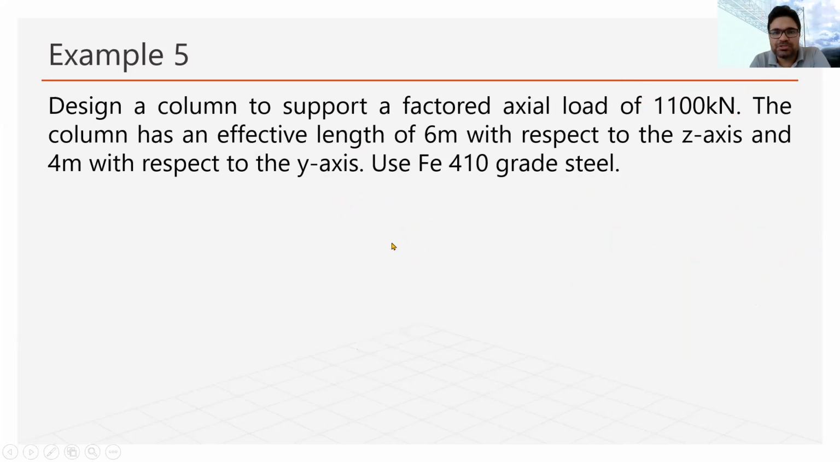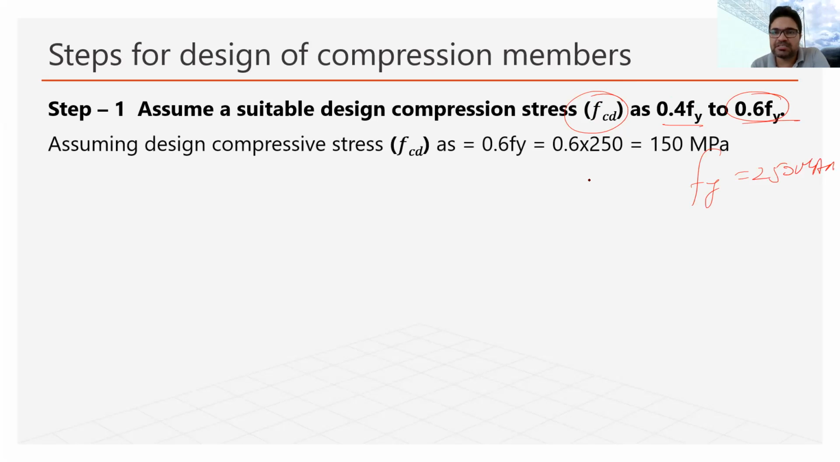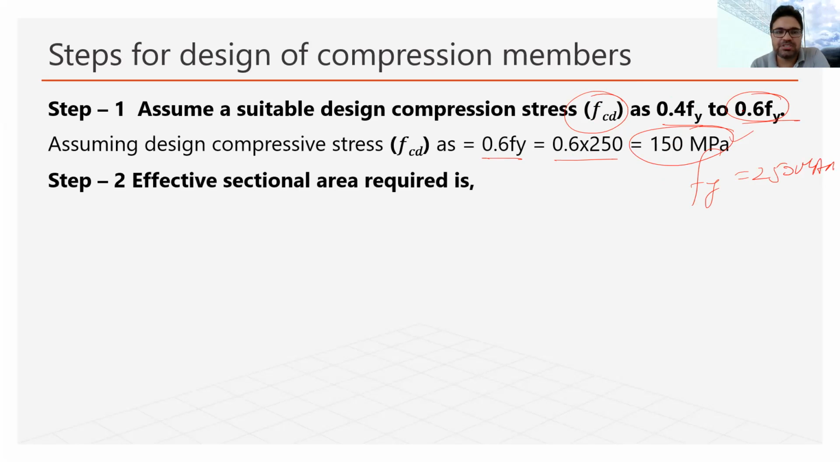Now we will solve our question. So first step is assuming a suitable design compressive stress. Generally we assume this FCD value between 0.4 Fy to 0.6 Fy. So assuming that we are taking 0.6 Fy, and we already know that Fy value is 250 MPa. So we will assume 0.6 times 250, which means we are assuming that FCD value as 150 MPa.